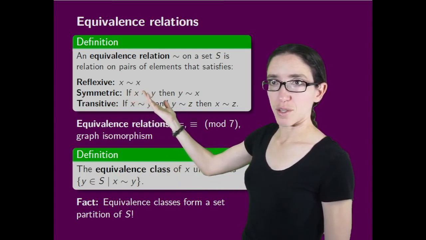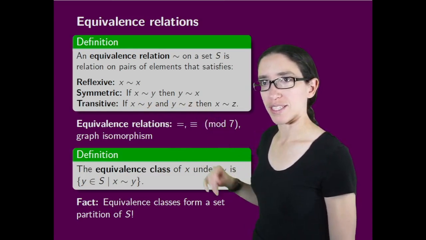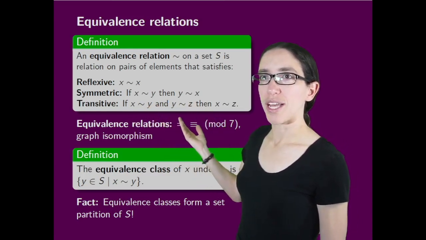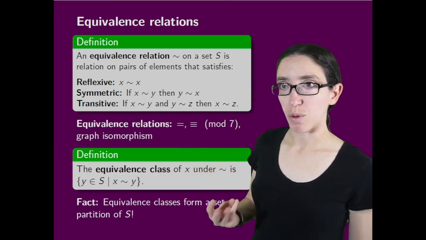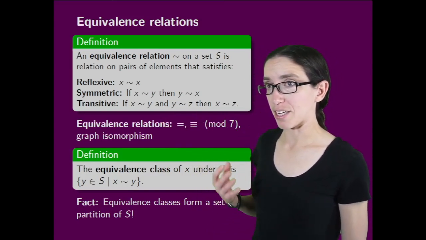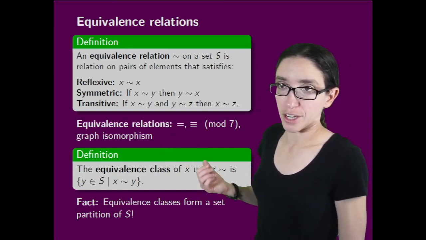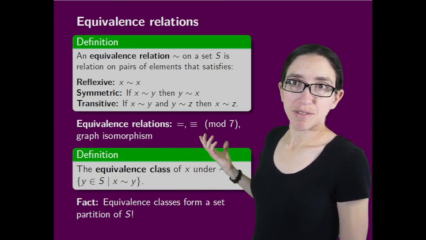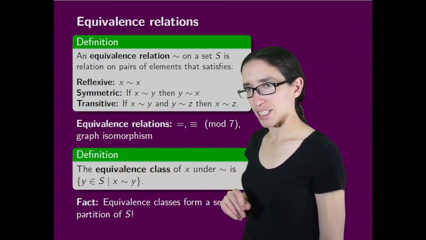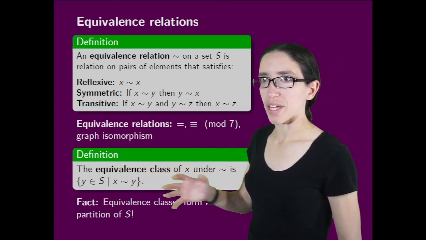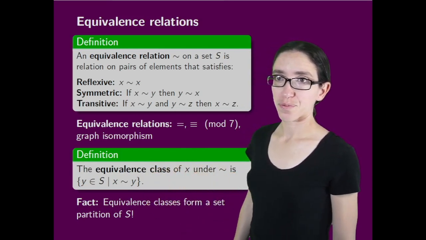So x is equivalent to x for any x. If x is equivalent to y, then y is equivalent to x. And if x is equivalent to y and y is equivalent to z, then x is equivalent to z. Those are the three properties of equality, and they're the three properties that define an equivalence relation in general. For instance, equals is an equivalence relation on any set. Congruence mod 7, or mod anything, is an equivalence relation. And also things like graph isomorphism. Notions of when two mathematical objects are the same is usually an equivalence relation.